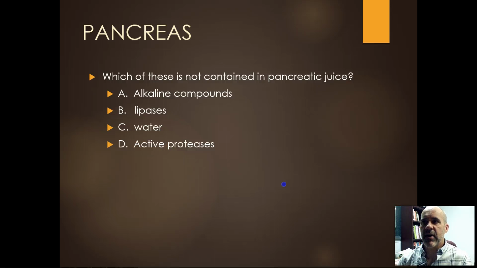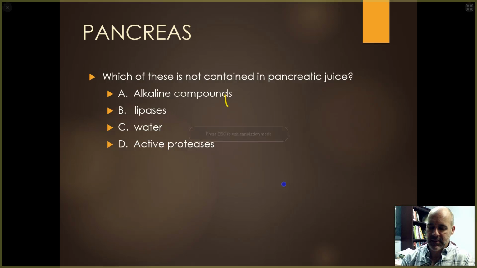All right, so do we have alkaline compounds? Oh, yes. We just talked about that. Lipases, yeah, the pancreas does make some lipase enzymes that help break down lipids. Remember, the lipases won't work very well unless you have bile around. Bile helps break down those big fat globules into smaller ones so that these lipase enzymes can actually get to the lipids and break them down. Water, oh yeah, any body fluid is going to have water in it.